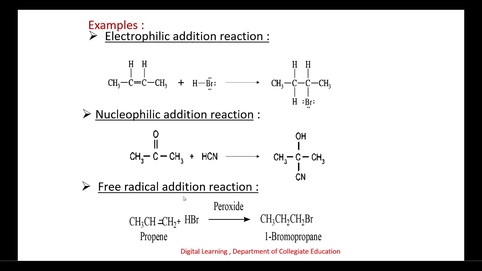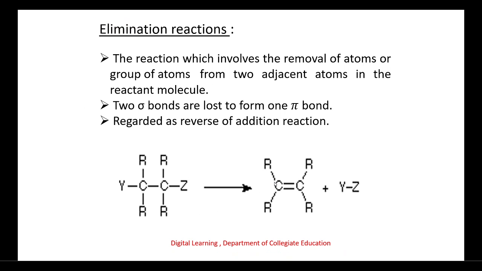Coming to the last of the addition reactions, the free radical addition reaction. The addition reaction of an unsaturated, unsymmetrical alkene, for example propene, in the presence of peroxide, is governed by the free radical mechanism to give the anti-Markovnikov product, and since the reaction involves a free radical, we designate this addition to be the free radical addition reaction.